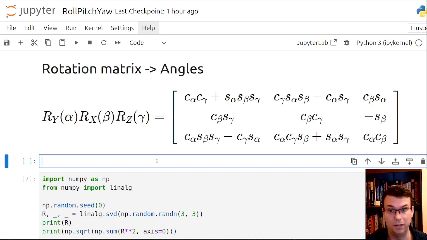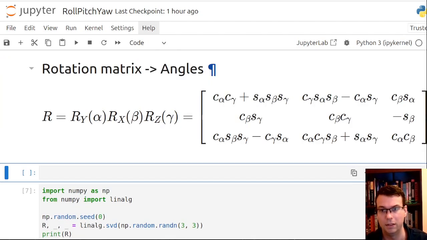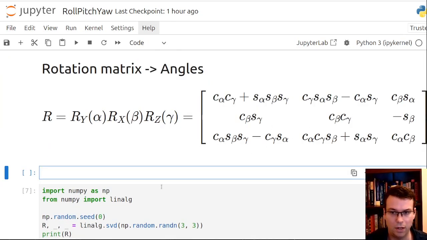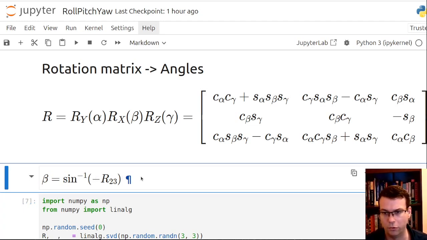So maybe I'll call this R here. My rotation matrix R is equal to that. And so I'll solve for beta by saying, if I take the negative of R at row 2, column 3, and then I take the inverse sine of that, the arcsine function, then that will give me beta. Okay. So let's check that. We'll try that in a second.